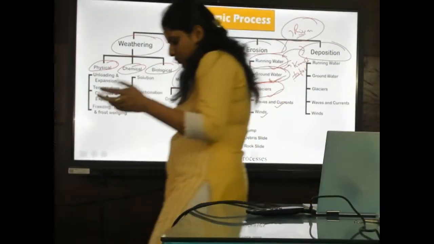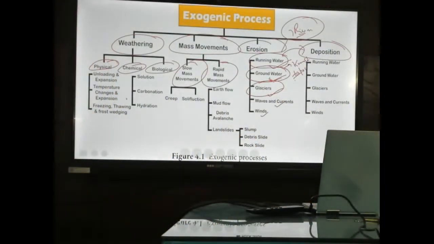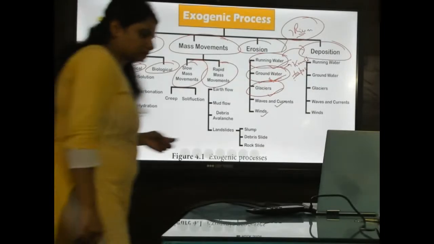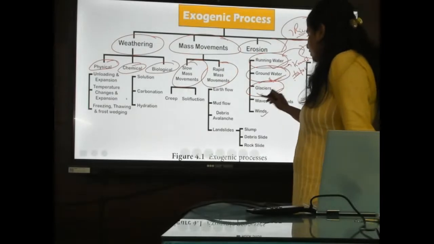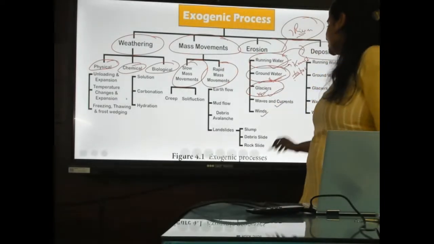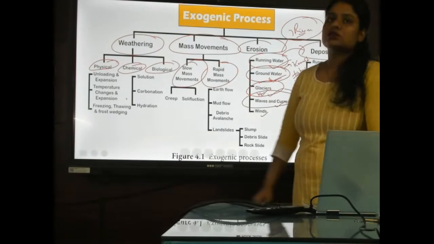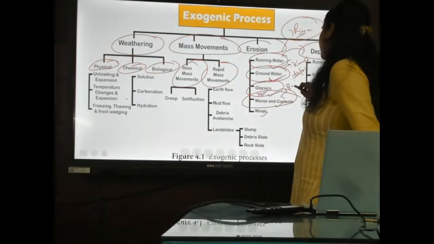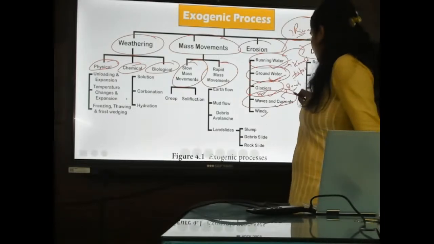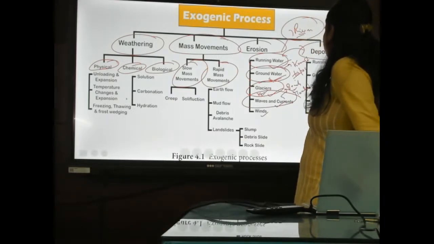Then in 2014 we have seen the Himalayan tsunami, right? The Kedarnath flood was there, right? That was created due to the presence of the glacier. Then waves and currents. Waves also have some formations, like beaches, right? Then you have the tombolo effect. Many things are there. These terms are important.